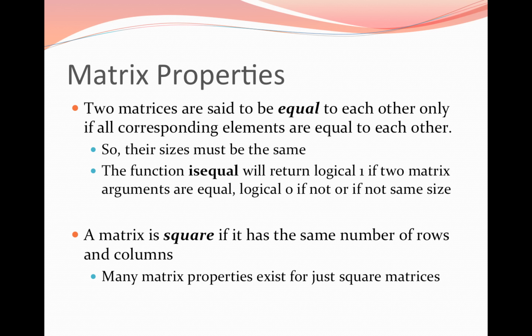We pass to it two matrices, and it will return logical 1 for true if the two matrices are the same, if they are equal, or logical 0 if they're not, or if they're not the same size to begin with. Another matrix property is the following.